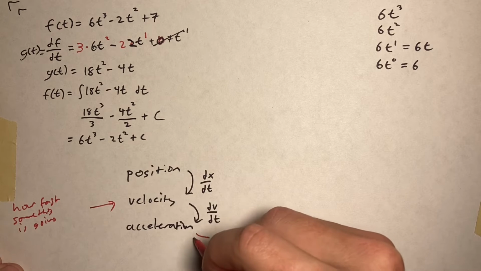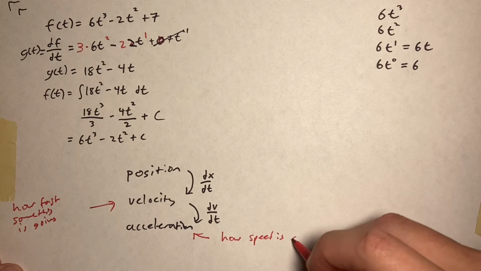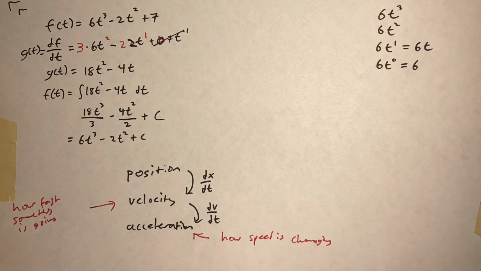This would be how speed is changing. Technically, it's how our velocity is changing. So it could be a negative number that's increasing its speed because the velocity would be going negative.